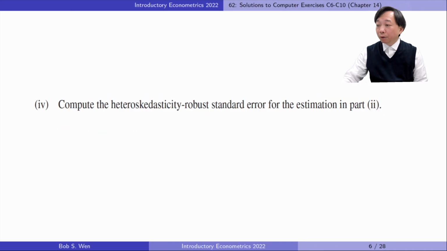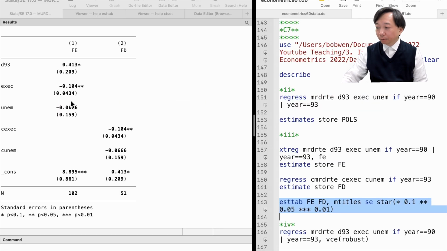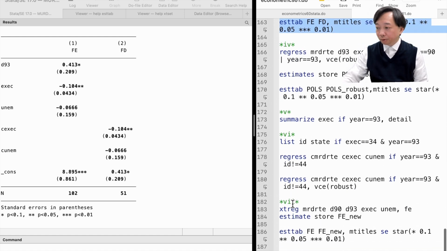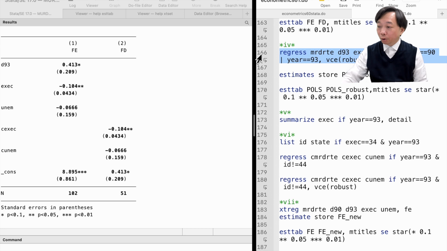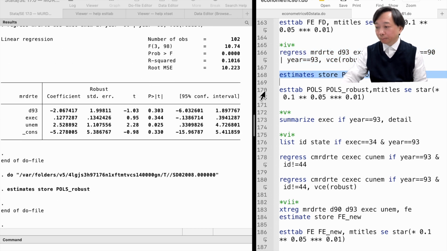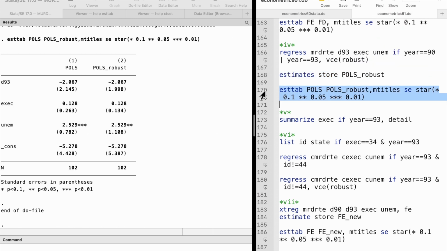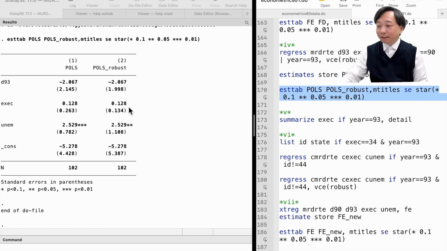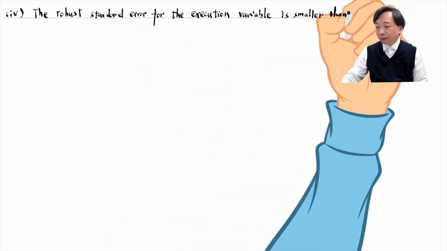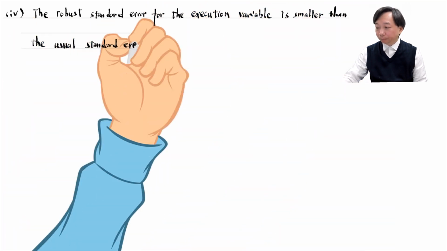In Part 4, we will compute the heteroscedasticity robust standard error for the estimation. We use the variance-covariance matrix option to specify the heteroscedasticity robust standard errors. We can compare the results in a table. We find that the robust standard error for the execution variable is smaller than the usual standard error, but it is still not statistically significant at the 10% level.